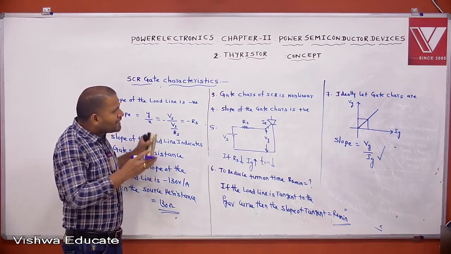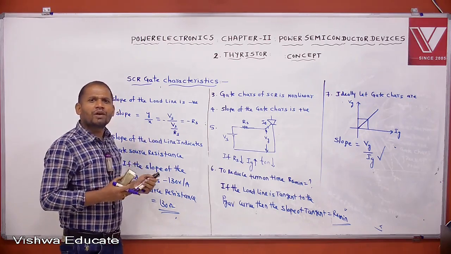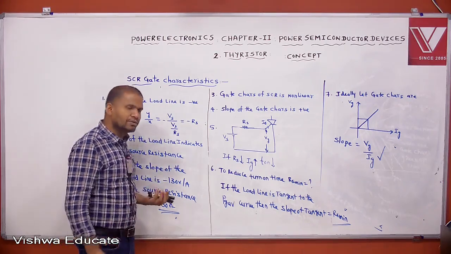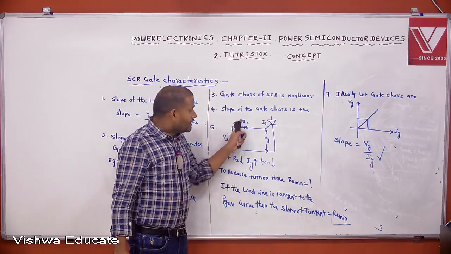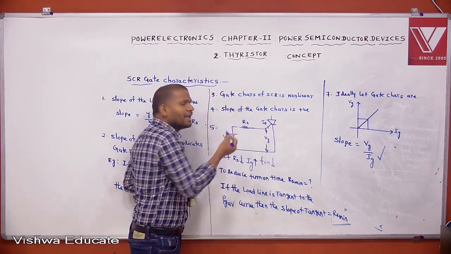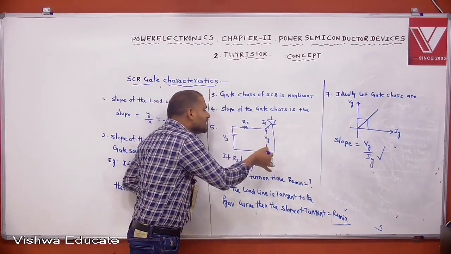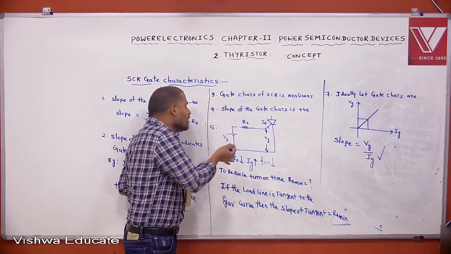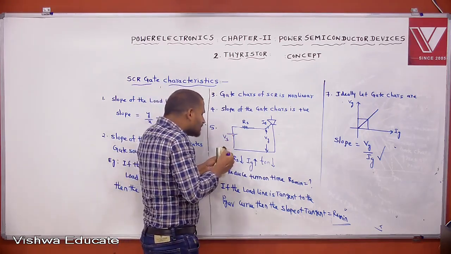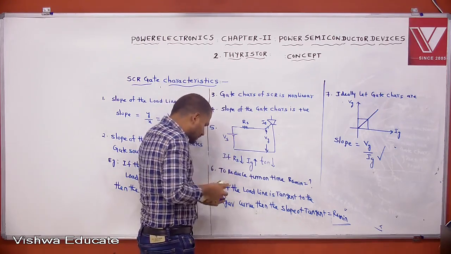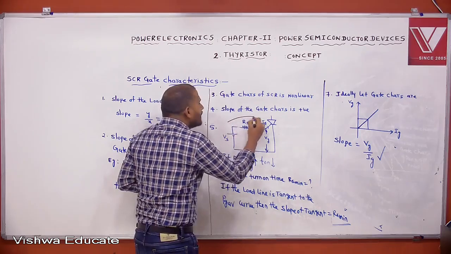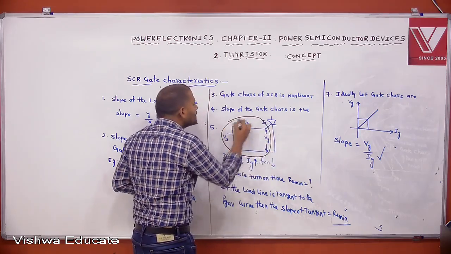Then I want to extend this concept, important from a competitive point of view, already framed in so many competitive exams. This circuit is called, this is gate current IG, then VG is the gate trigger voltage, VS is the gate supply. Then this total circuit is called the gate triggering circuit.